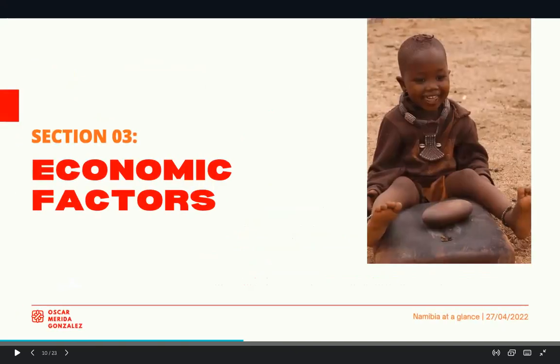Let's talk now about the economic factors. After experiencing an average annual growth of 4.4% between 1991 and 2015, Namibia's economy stagnated in 2016 and fell into recession in the following year. The economy has since struggled to recover.